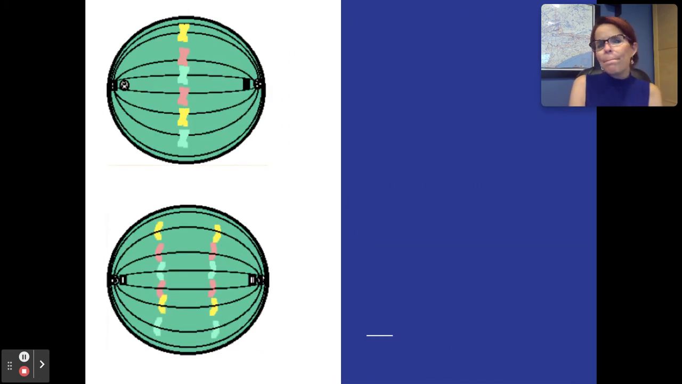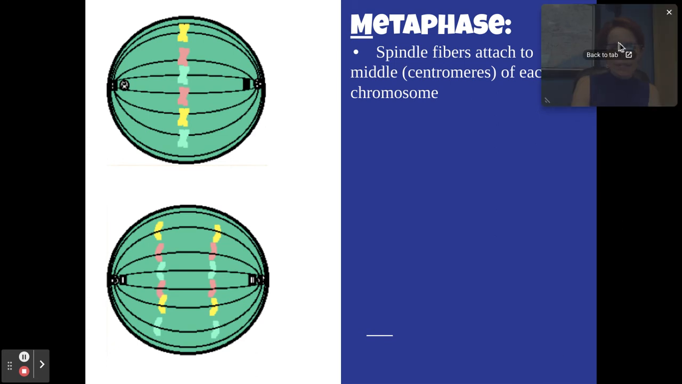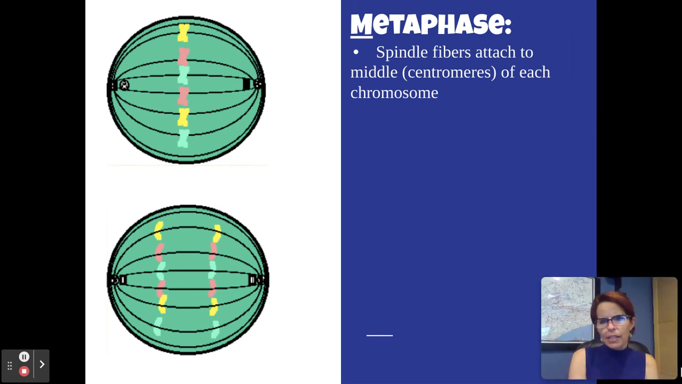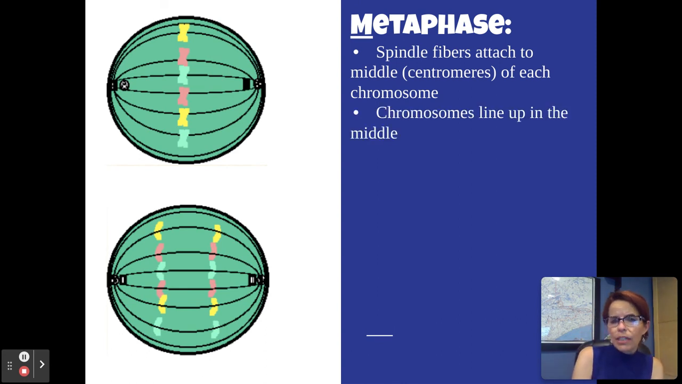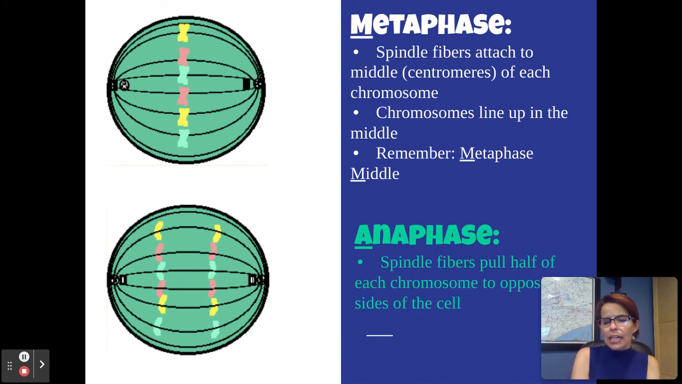All right, so now metaphase, the chromosomes are lined up in the middle. Let's get my image out of the way here. So it says the spindle fibers, those are the things that are reaching across, attached to the middle of each chromosome, and the chromosomes line up in the middle. So metaphase middle, that's an easy one to remember. The next one is really easy to remember too, anaphase apart. Spindle fibers pull half of each chromosome to opposite sides of the cell.